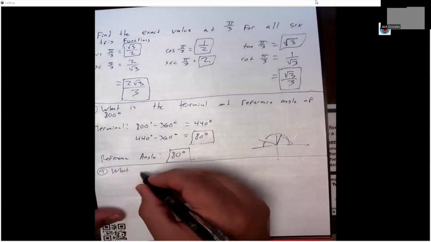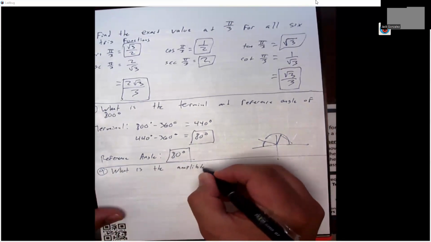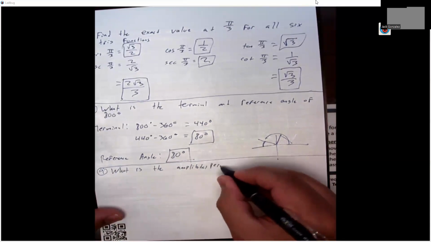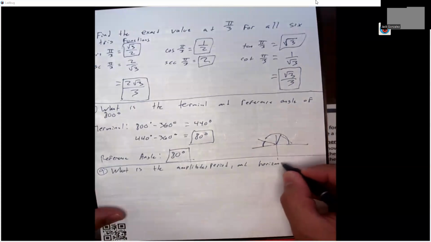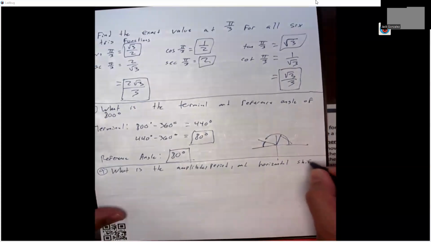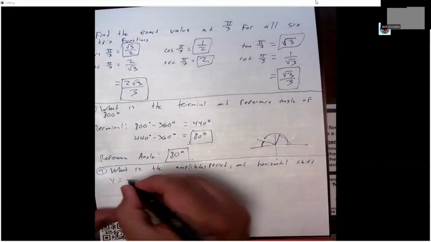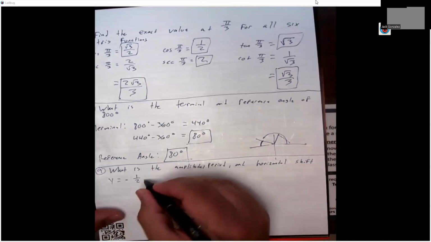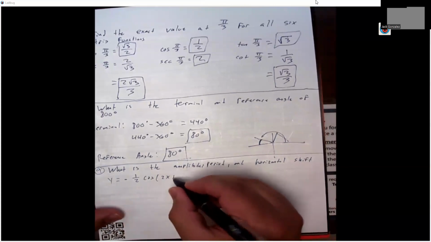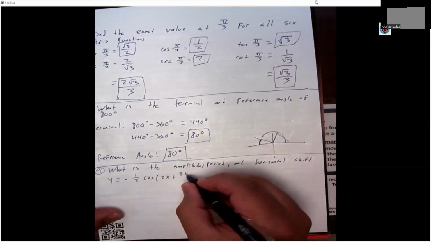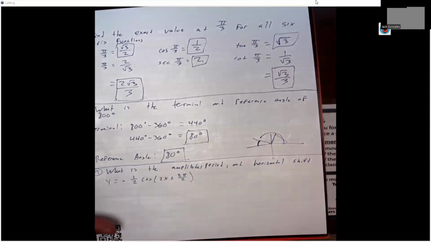Number 9, what is the amplitude, period, and horizontal shift? Y equals negative 1/2 cosine of 2x plus 3 pi halves.